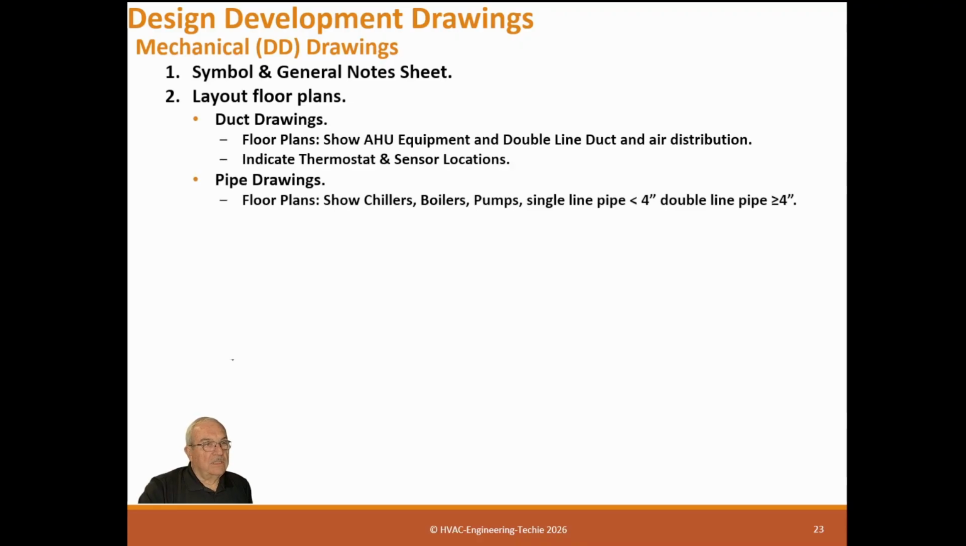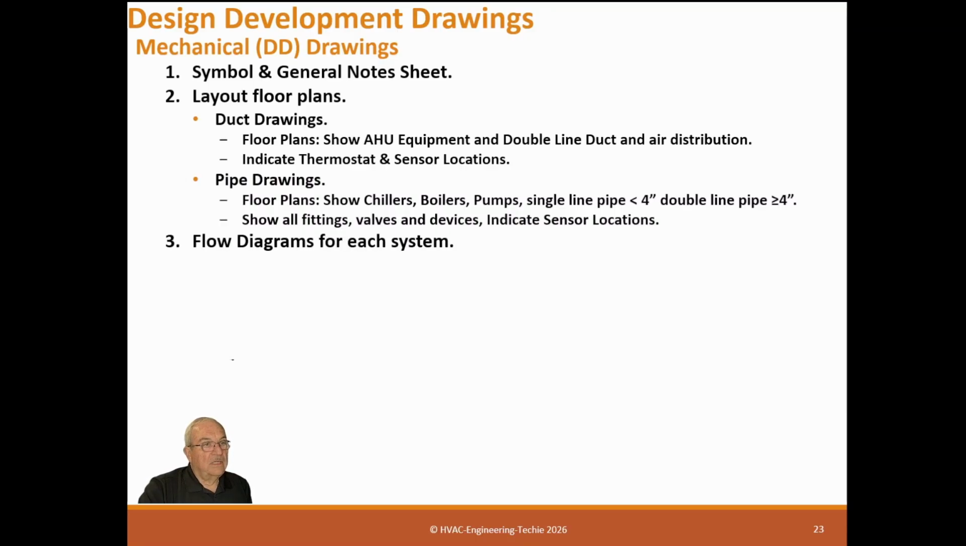Pipe drawings, floor plans, show chillers, boilers, pumps, single line pipe less than 4 inch, double line pipe equal to or greater than a 4 inch. Again, it's about fitting stuff in the space. Show all fittings, valves, and devices that indicate sensor locations. Flow diagrams for each system. Make sure that we understand how this is supposed to work.